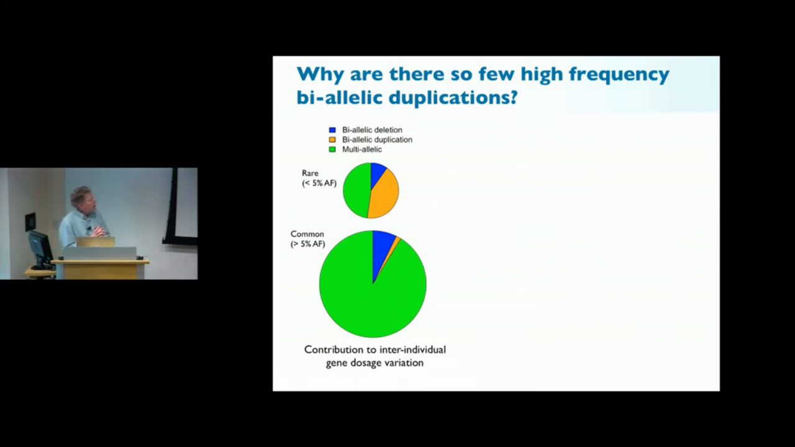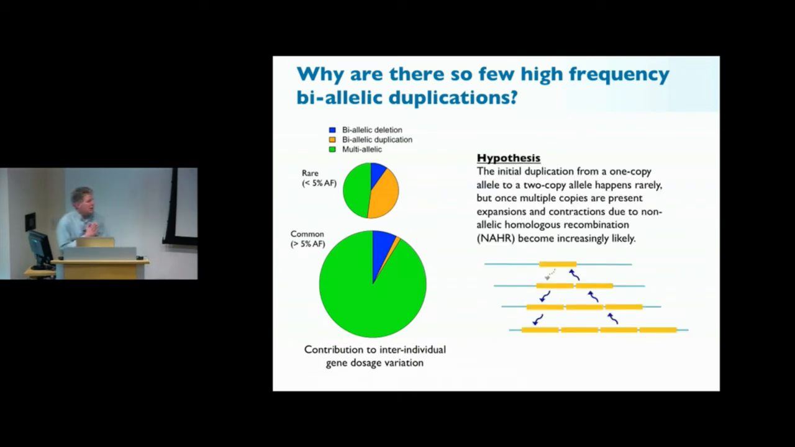When we looked at this, we also realized there was an effect of frequency. If you look at the rare variants that have less than a 5% minor allele frequency in the population, we found that there was a small proportion that were deletions, and then it was about 50-50 between biallelic duplications and these more complex multi-allelic CNVs. But when we looked at the common variants, greater than 5%, the fraction of deletions stayed about the same, but there were almost no biallelic duplications. They were all multi-allelic CNVs. So what does this tell us?